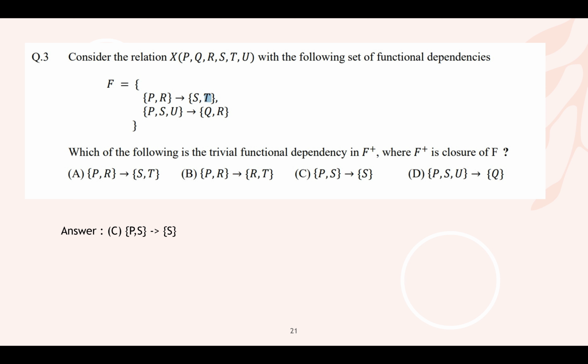So moving on to the next question, consider the relation R(P, Q, R, S, T, U) with the set of functional dependencies F: PR → ST, PSU → QR. We have to find out which of the following is a trivial functional dependency in F+, where F+ is the closure of F. Options given are PR → ST, PR → RT, PS → S and PSU → Q. So here we can see that the correct option is PS → S.